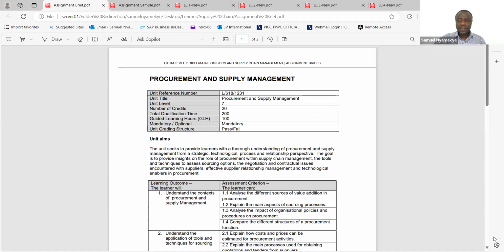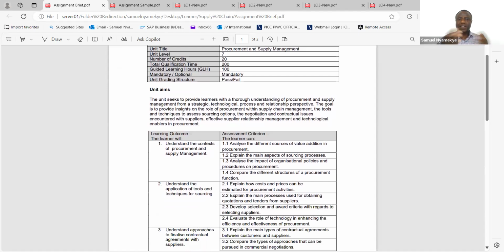Then after you've done that, you have to set out to tell the reader what you are going to do. So as part of the introduction, you should be able to let the reader know that the first part of your essay, maybe part A, is going to cover your learning outcomes, maybe 1 and 2. Then the second part is also going to cover learning outcomes 3 and 4. But you give details of what these are.